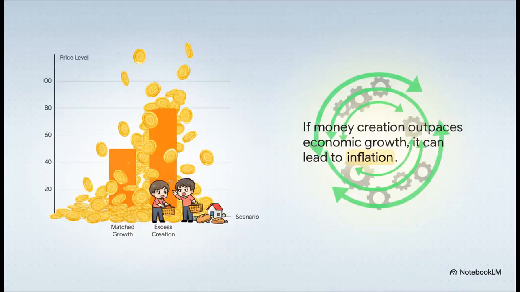So why does controlling all this matter so much? Well, it's actually pretty simple. If the banking system creates way too much money way too quickly, and the real economy of goods and services doesn't grow to match it, well, you get more money chasing the same amount of stuff. And that, my friends, is the classic recipe for inflation.